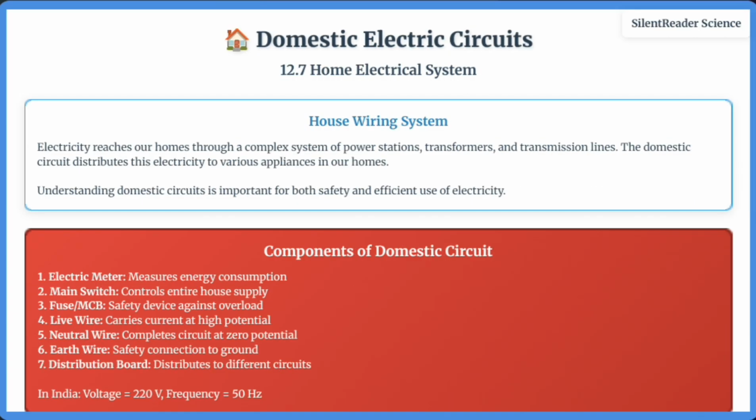Now let's understand domestic electric circuits. Electricity reaches our homes through a complex system of power stations, transformers, and transmission lines. The domestic circuit distributes this electricity to various appliances in our homes. Understanding domestic circuits is important for both safety and efficient use of electricity.